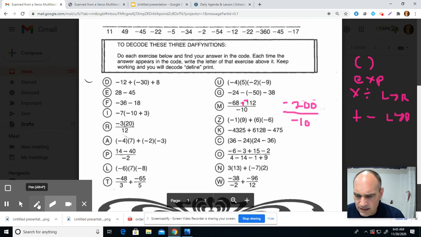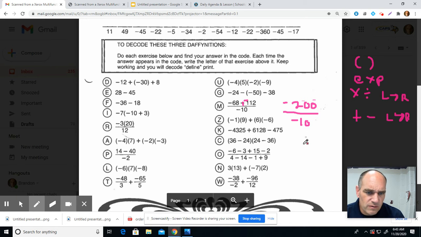This is one of those that I can just do in my head. And if you can do it in your head, that's fine also. 200 divided by 10 is going to be 20. And the reason I know that is because 20 times 10 is 2 zeros and a 2.